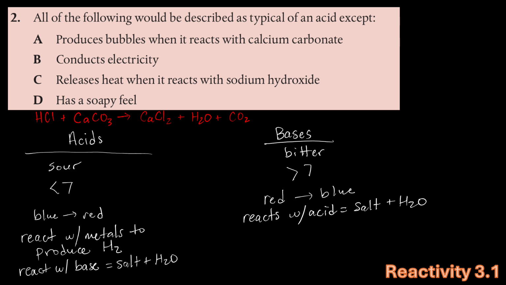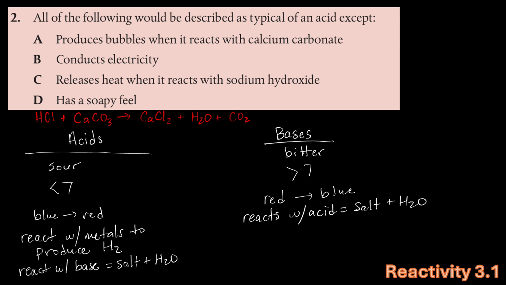B conducts electricity. Both acids and bases are going to conduct electricity because when they are dissolved in water, they are going to dissociate, meaning that their cation and their anion are going to separate and float around in solution. So because those ions are free floating, that means it can conduct electricity.